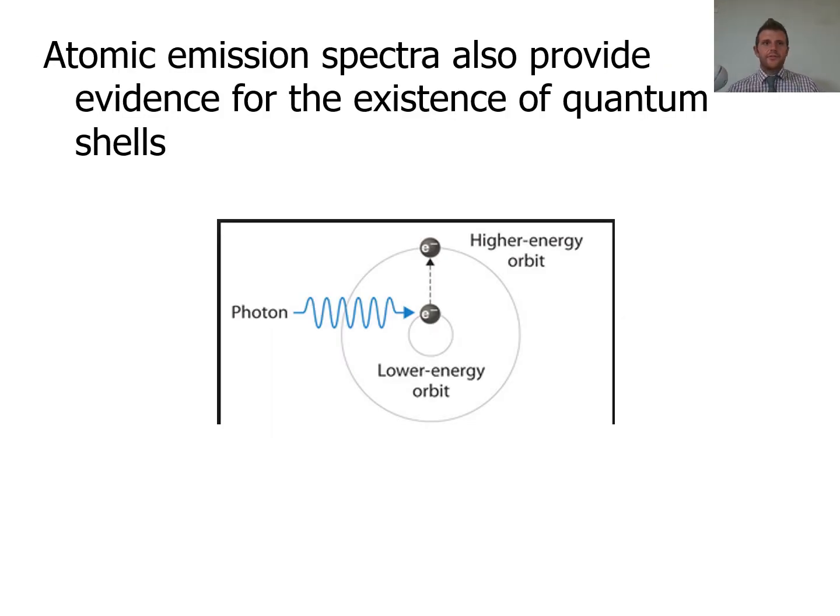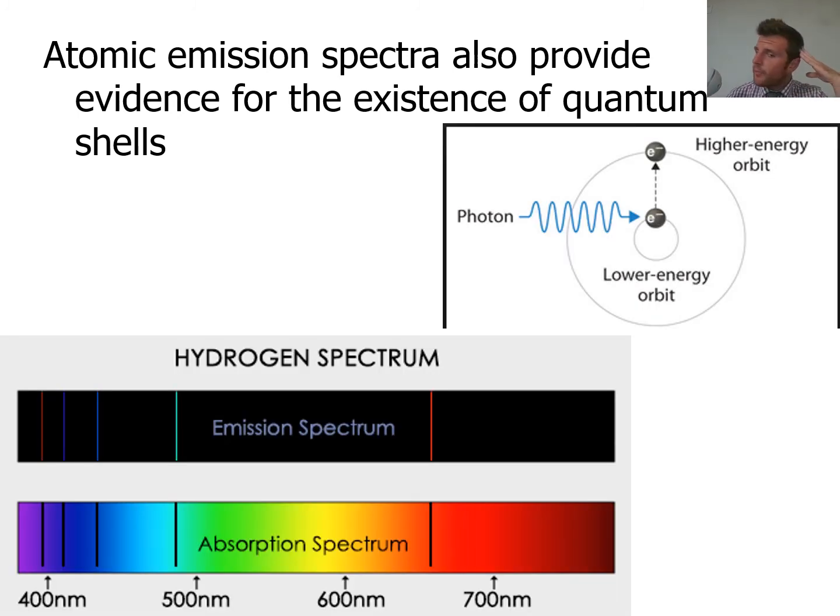Everybody needs to know this. Atomic emission spectra also provide evidence for the existence of quantum shells. In other words, the idea that there are energy levels that are successively farther out from the nucleus. Miss A did this with you guys, so this is just a review, I hope.